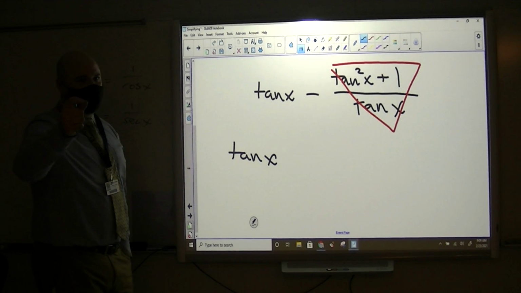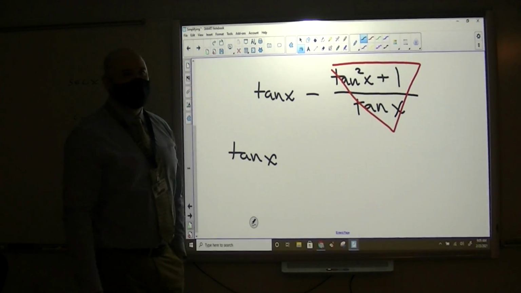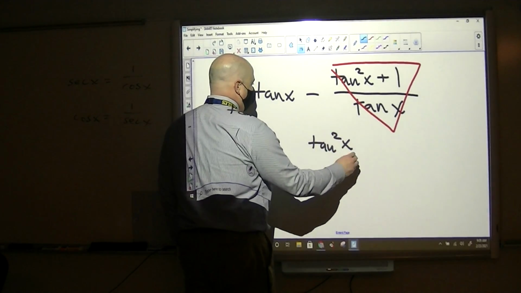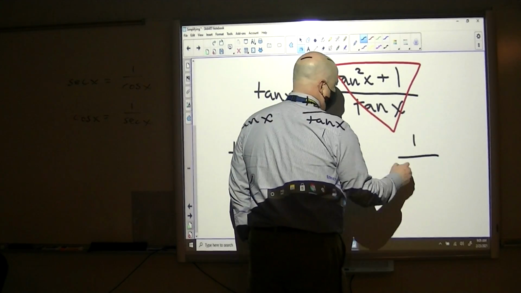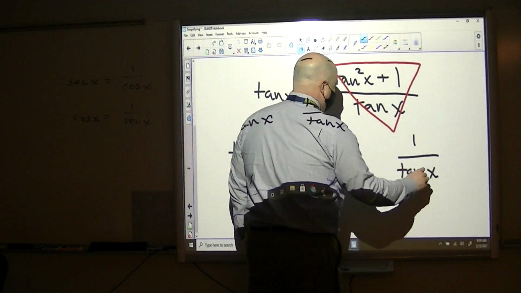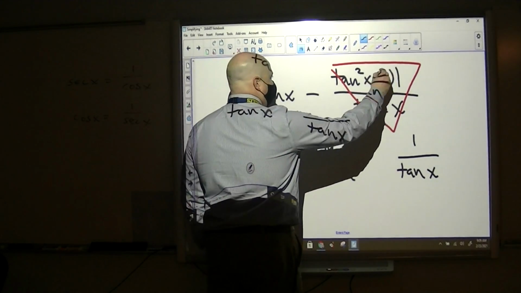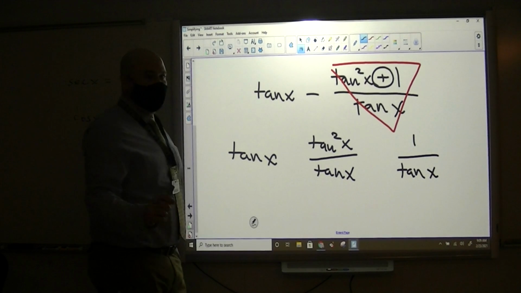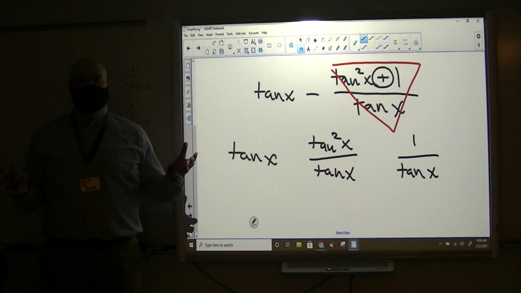Now, little bit of a twist. I'm going to break this fraction apart. Okay? Where the tangent squared x goes with tangent, and the 1 goes with tangent, and this plus sign. Now, stay with me on this. This is going to take it to the next level. I'll let you get caught up. So there I've split it up.